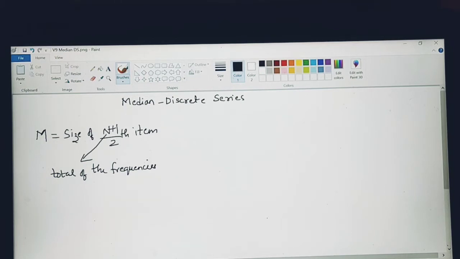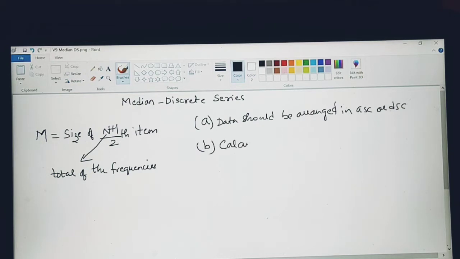One new thing that occurs here: the primary rule that data should be arranged in ascending or descending order remains the same. The extra calculation that you will be doing in a problem related to median is the calculation of cumulative frequency. We denote it using CF. It is known as cumulative frequency.